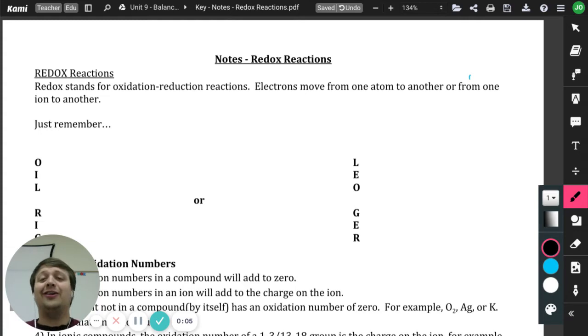Mr. Oglesby here. Today we're going to be going over Unit 9, the very last lesson in Unit 9, which is going to be over redox reactions. So let's go ahead and dive on into it.